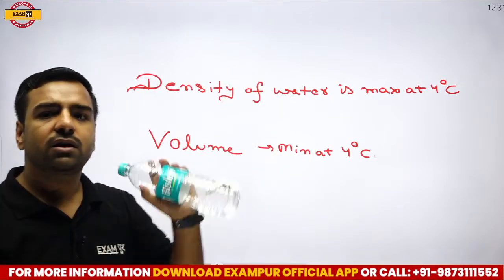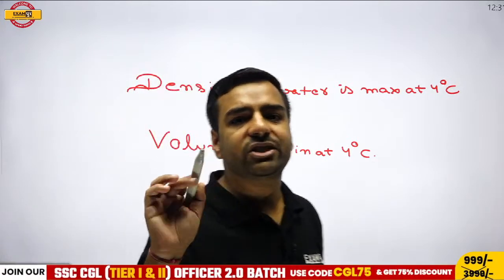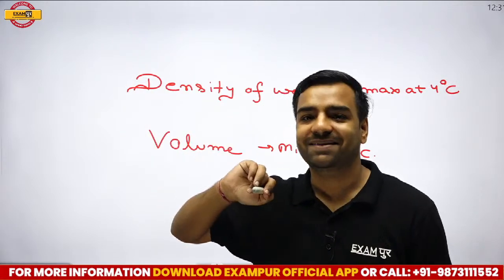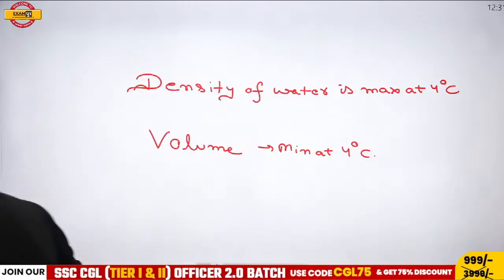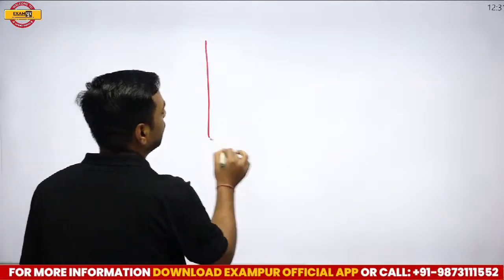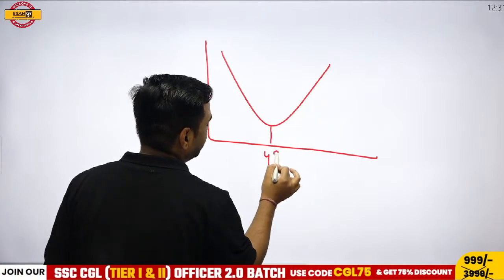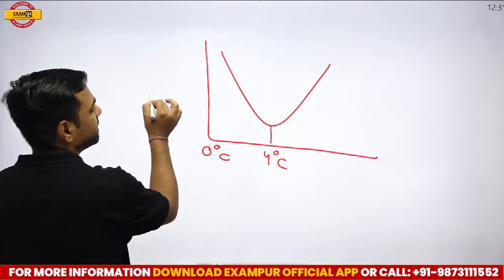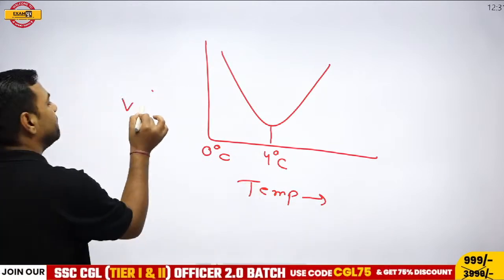Now what will happen? The bottle was full. You have kept it in the freezer. Now what is going to happen? This bottle will change shape tomorrow. Why? Because water has actually expanded. You can experiment with this. This will happen because if I talk about the graph, just have a look. This is 4 degrees centigrade and this would be 0 degrees centigrade. This is the temperature and this is the volume.